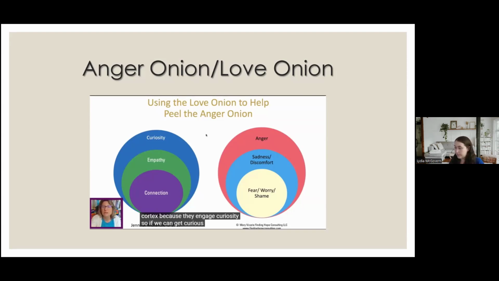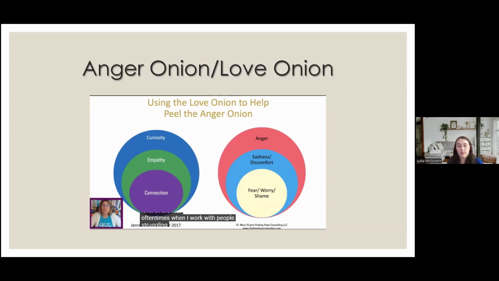So if we can get curious about someone's anger, that allows us to have empathy. The empathy allows us to more clearly see, have our mirror neurons work better so we can actually feel the sadness that would be under that anger. And when we can connect with that sadness, the person feels safe enough to show us their fear. And then we can put the intervention in at the fear, at the level of the fear.